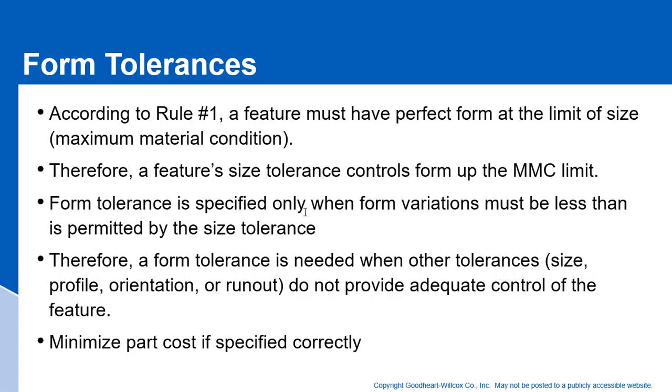So form tolerances are specified only when the form variations must be less than what is permitted by the size tolerance. Therefore a form tolerance is needed when other tolerances, size, profile, orientation, or runout, do not provide adequate control of the feature. And these can actually minimize part cost if applied correctly.